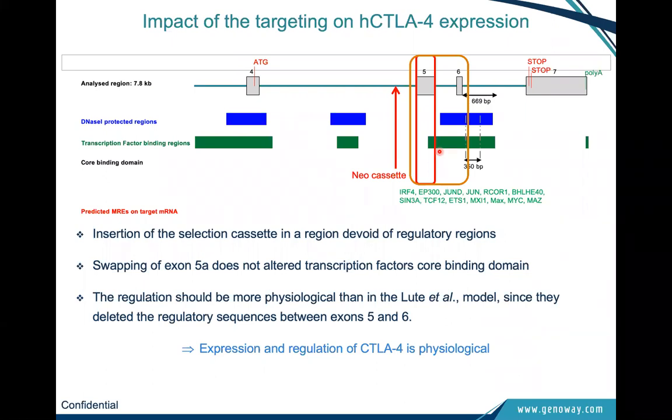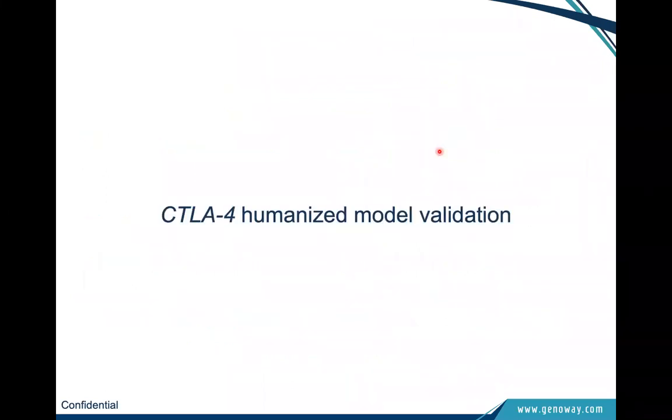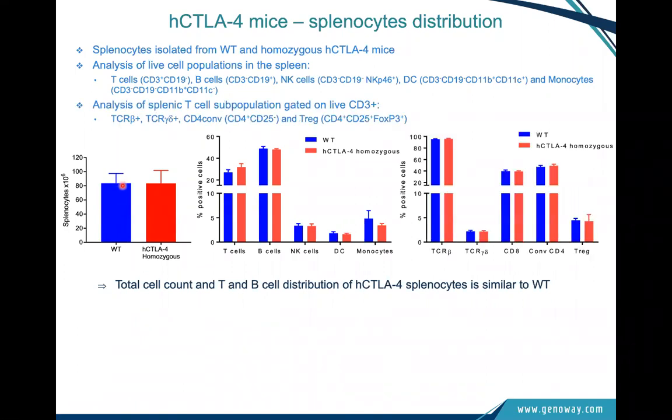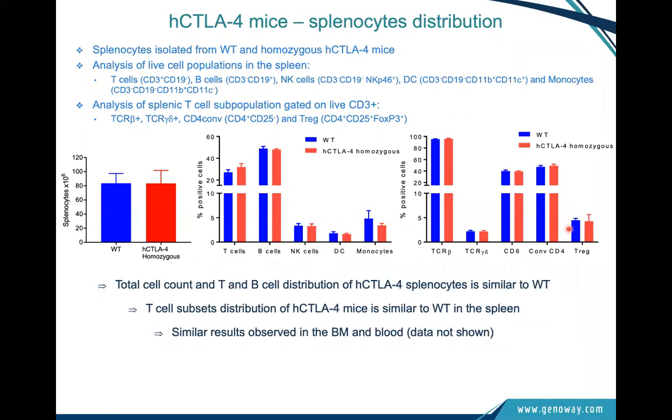Do we have any evidence of that? Yes, we do. This is what we are showing here. We checked human CTLA-4 expression in the humanized mice, in red, versus wild-type CTLA-4 expression in wild-type mice. And as you can see, we have the same expression level of CTLA-4 on T cells, B cells, NK cells, DCs, and monocytes. And when we go into T cell subsets, the same observation is true, which suggests that the regulation has been kept.